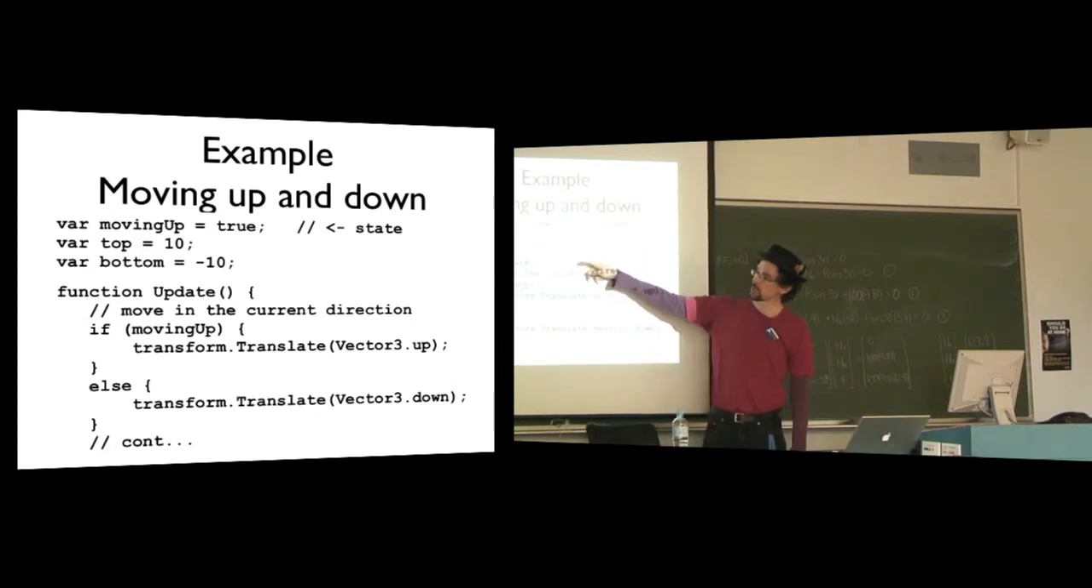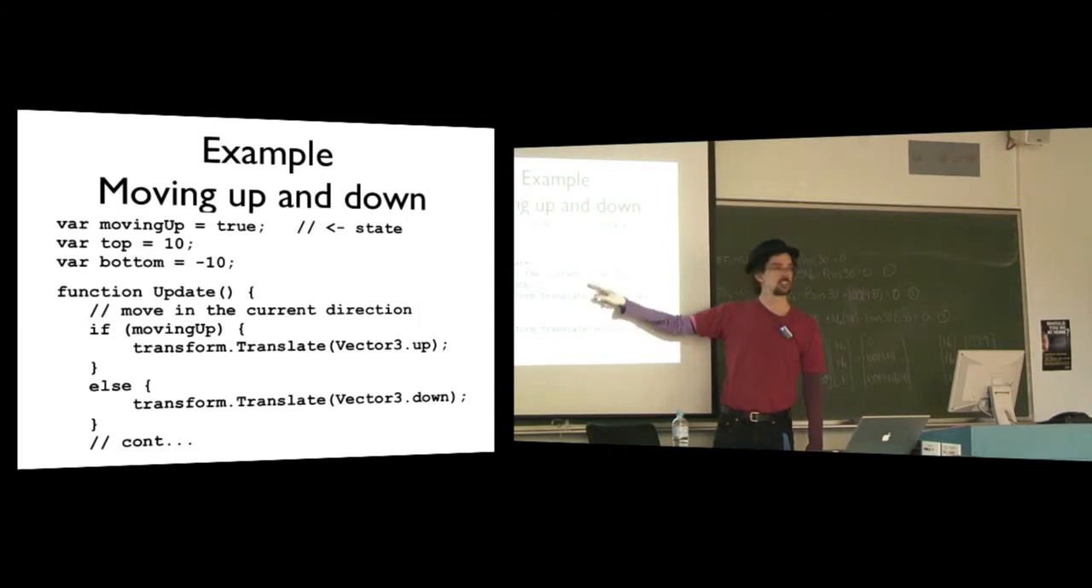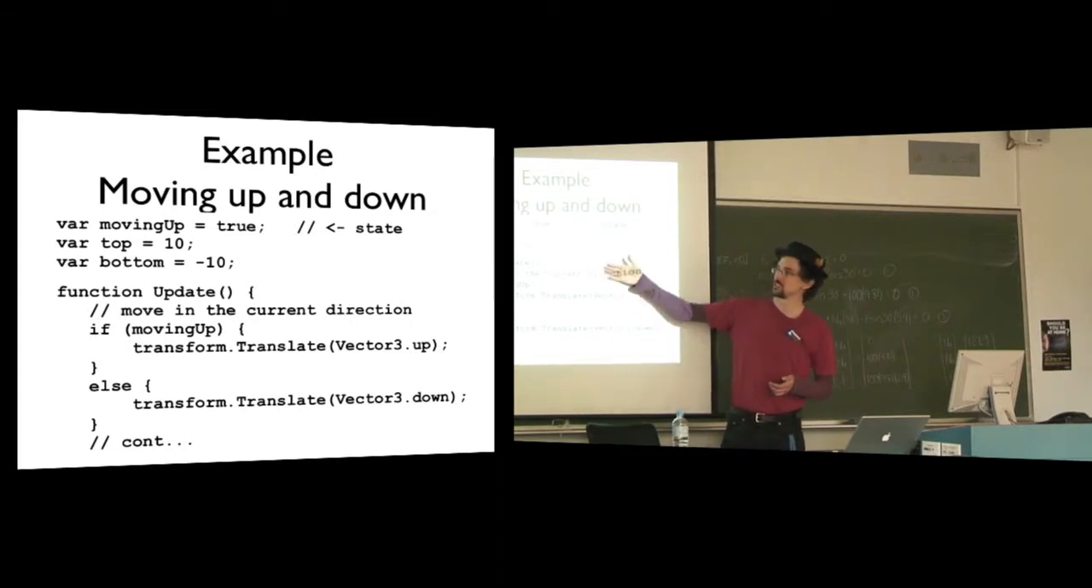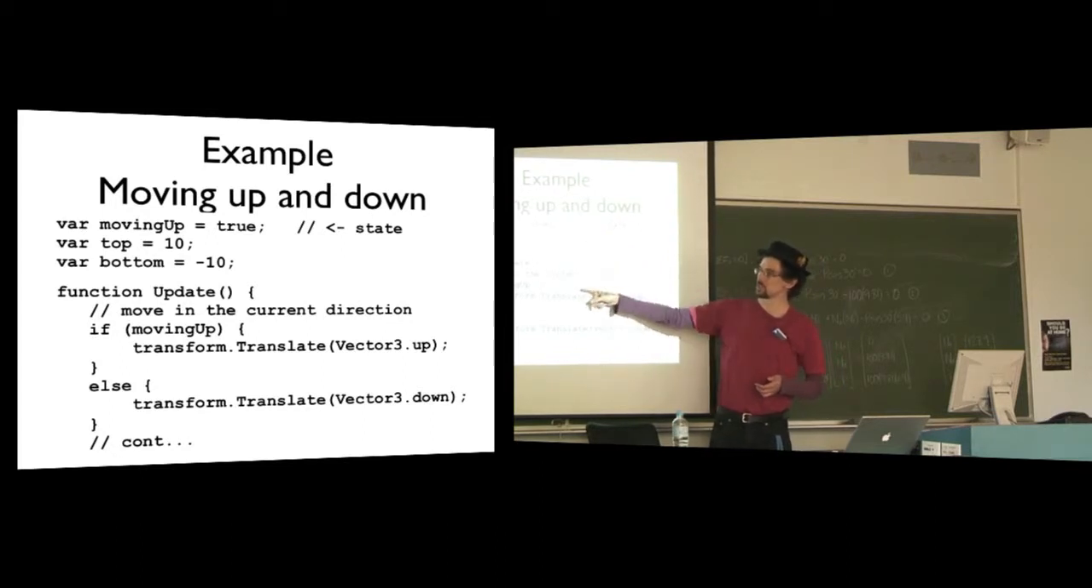Every time we update, we check this state to work out what we're going to do. If moving up is true, we'll move up. If it's not true, we'll move down. That means we can have our behaviour do two different things depending on whether the state is up or down. On its own, that doesn't do what we want, because moving up never changes, so it'll always go up.